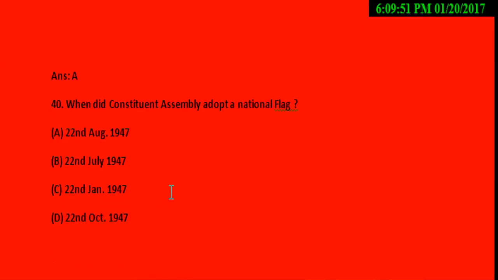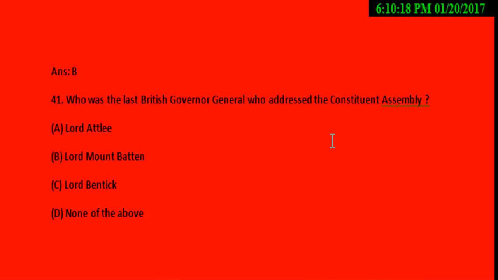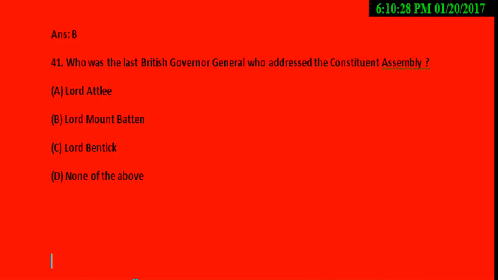When did Constituent Assembly adopt a national flag? 22nd August 1947, 22nd July 1947, 22nd January 1947, or 22nd October 1947. Your answer is B, 22nd July 1947. Who was the last British Governor General who addressed the Constituent Assembly? Lord Attlee, Lord Mountbatten, Lord Bentinck, or none of the above. So answer is B, Lord Mountbatten.